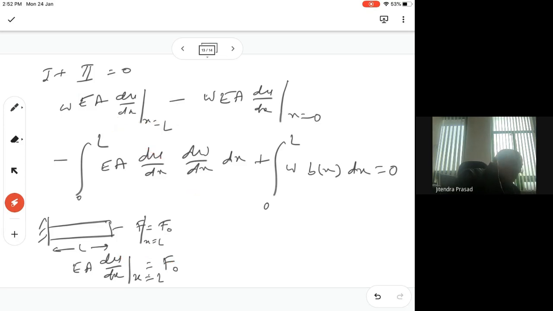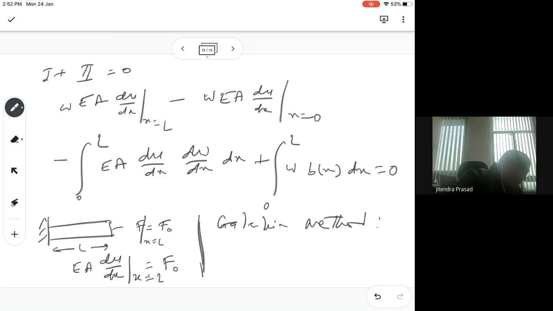Okay, now there are some conditions that we impose when we apply the Galerkin method. In the Galerkin method, we choose W. Remember that this is true for all W's. So regardless of what W you choose, this is true. And you choose W in such a way that W equal to 0 where u is given or prescribed.